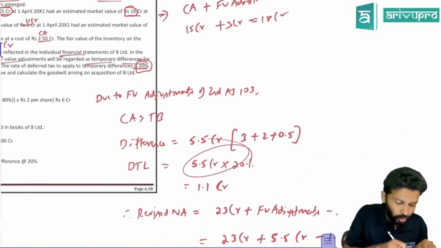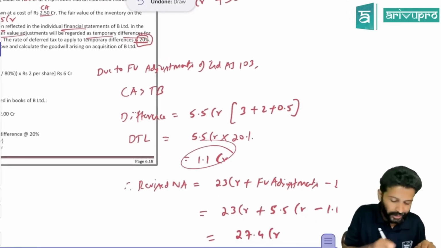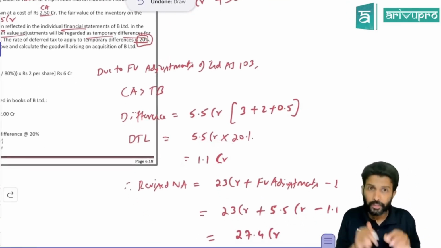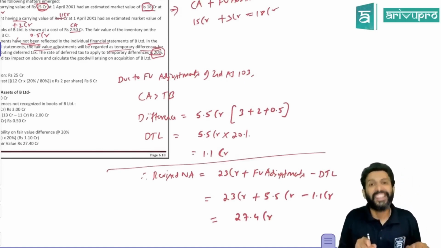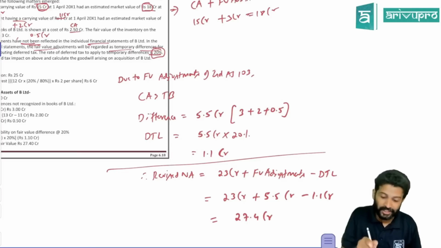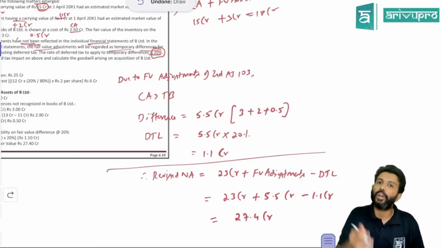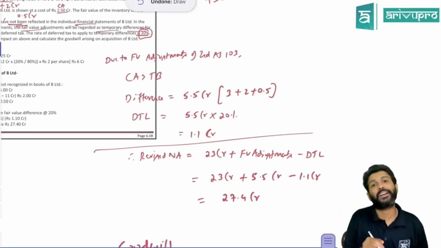So on 5.5 crores, take the tax rate 20% and you have to create deferred tax liability of 1.1 crores. First do this. Why? Sir, even deferred tax liability is one asset. And this also needs to be accounted in the subsidiary book when you do Ind AS 103 adjustment. That's the reason we calculated this first. Correct. After you do this, calculate the revised net assets.